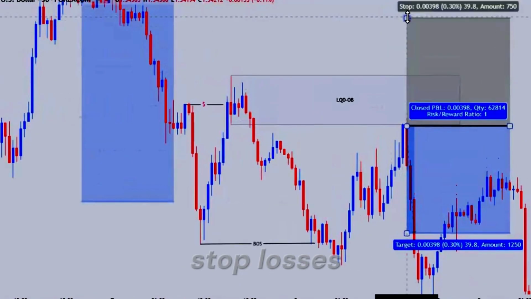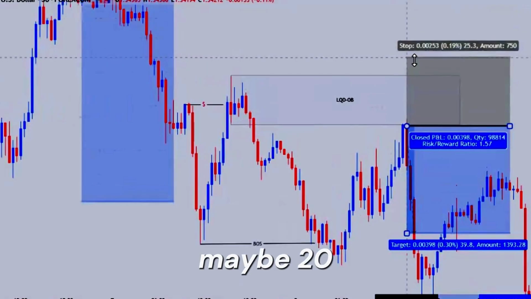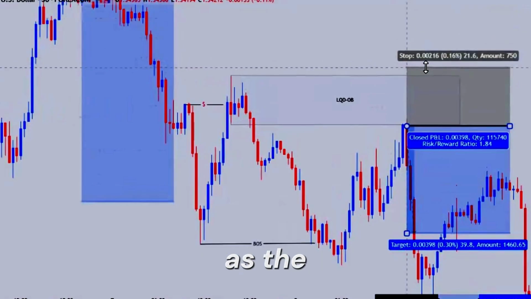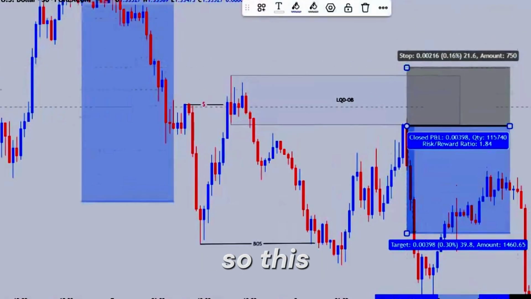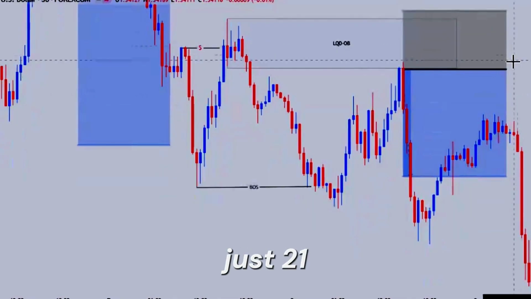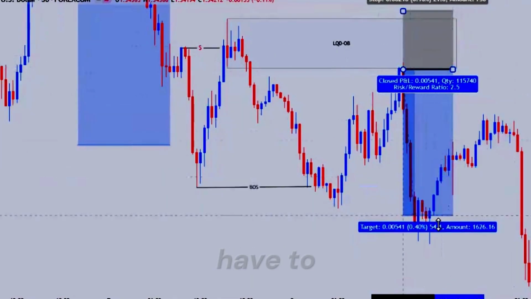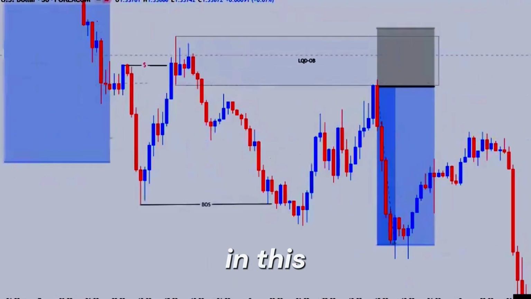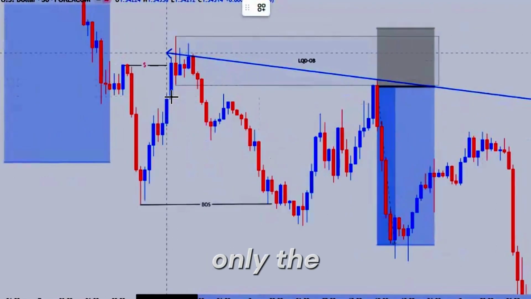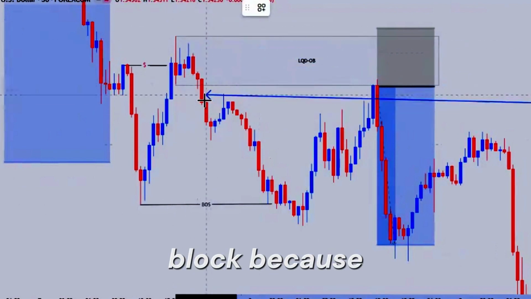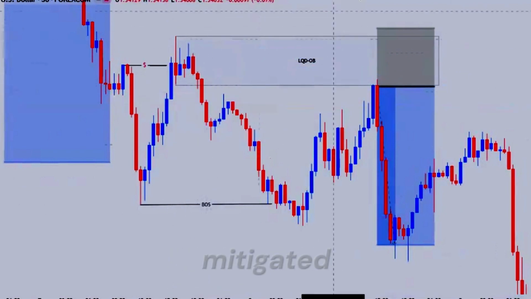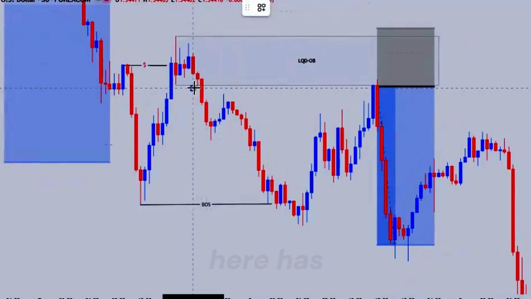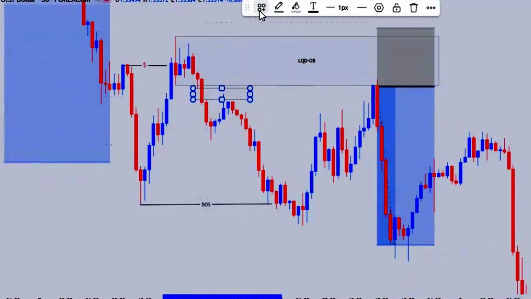And you have to keep your stop losses to be maybe 20 pip, 25 pip, 30 pip, as the case may be. Okay, you can do 20 pip. So this is just 21 pip, and you have to catch maybe 1:2 or 1:3. You can see that in this case right here, we used only the liquidity order block because the FVG that was here has already been mitigated.